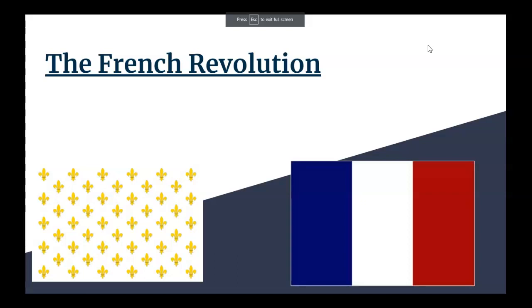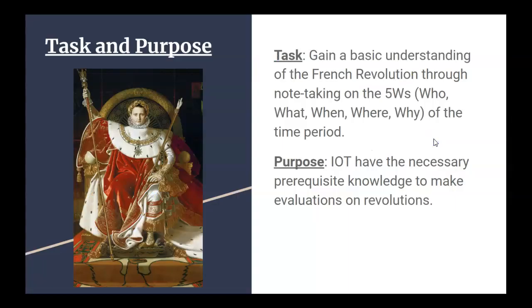We will be doing our 5Ws Part 1 lecture of the French Revolution. So here's your task and purpose. You're going to gain a basic understanding of the French Revolution through note-taking on the 5Ws, so you should have the 5Ws note sheet in front of you. That's who, what, when, where, why of this time period, in order to have the necessary prerequisite knowledge to make evaluations on revolutions as a whole.